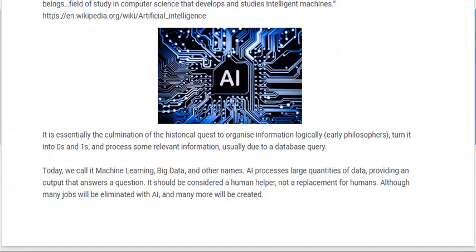AI processes large quantities of data, providing an output that answers a question. It should be considered a human helper, not a replacement for humans. Although many jobs will be eliminated with AI, many more will be created.